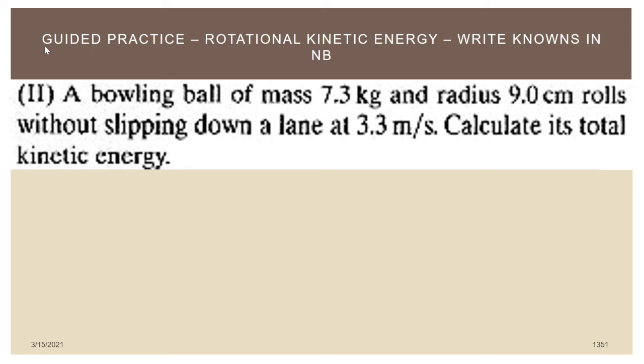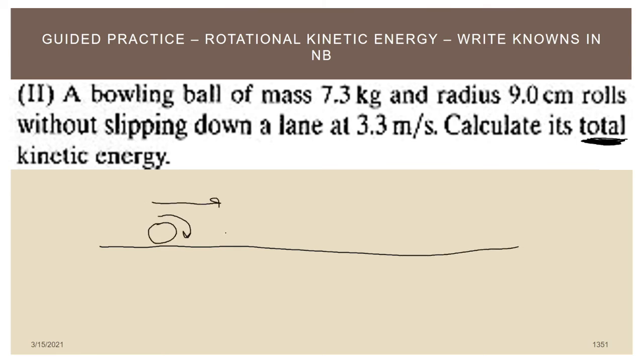It says a bowling ball with a mass of 7.3 kilograms and a radius of 9.0 centimeters rolls without slipping down a lane at 3.3 meters per second. The question here says calculate the total kinetic energy. That's a very important thing to pay attention to here because they're telling you it has a total kinetic energy. The reason why that's important here is because if a ball is rolling and moving forward, that means it has a linear and angular speed.